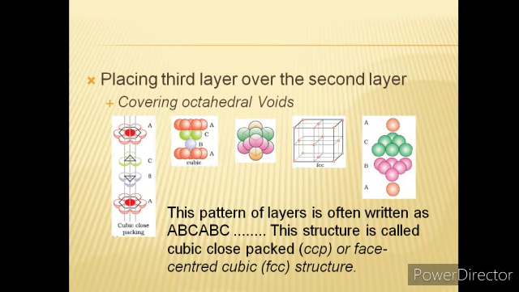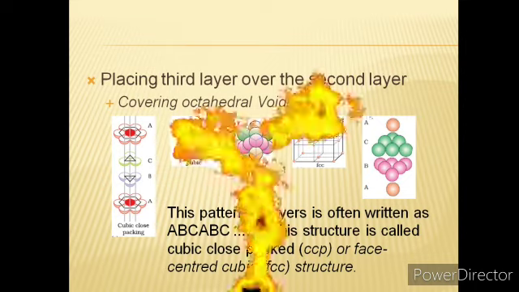Both HCP and CCP structures are highly efficient, with 74% of the space filled. And in both of them, each sphere is in contact with 12 other spheres. That means in both cases, the coordination number will be 12. You can see such type of arrangement in the next video also.